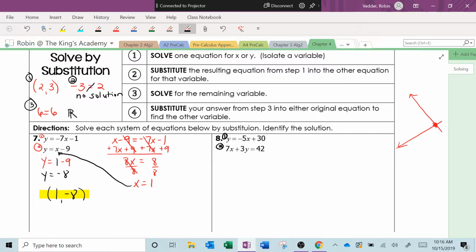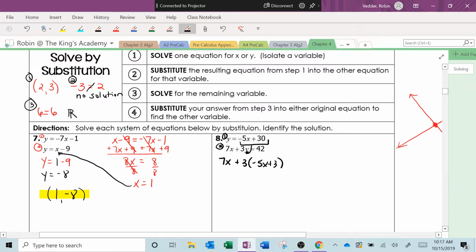Step 2 says substitute the resulting equation from step 1 into the other equation for that variable. So we take what y equals, which is -5x plus 30, and we plug it in for the other y. So I'm going to stick it in right here where this y is. So it's 7x plus 3. Again, we're replacing y with -5x plus 30.